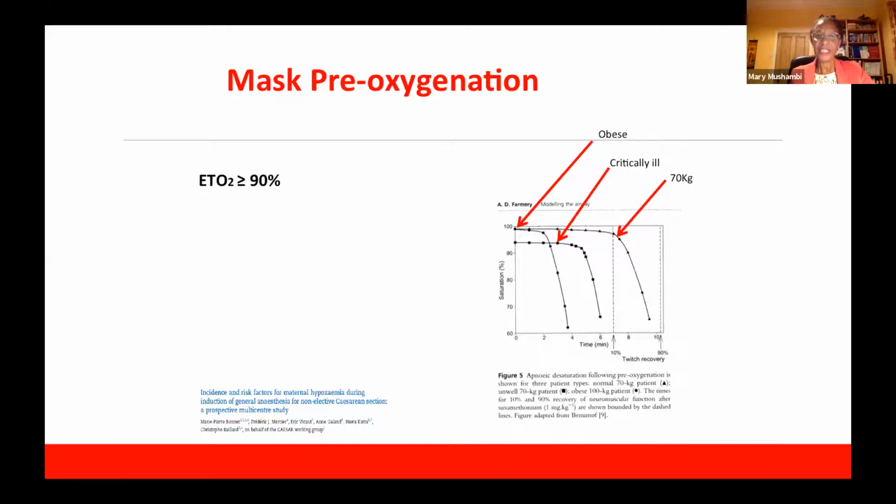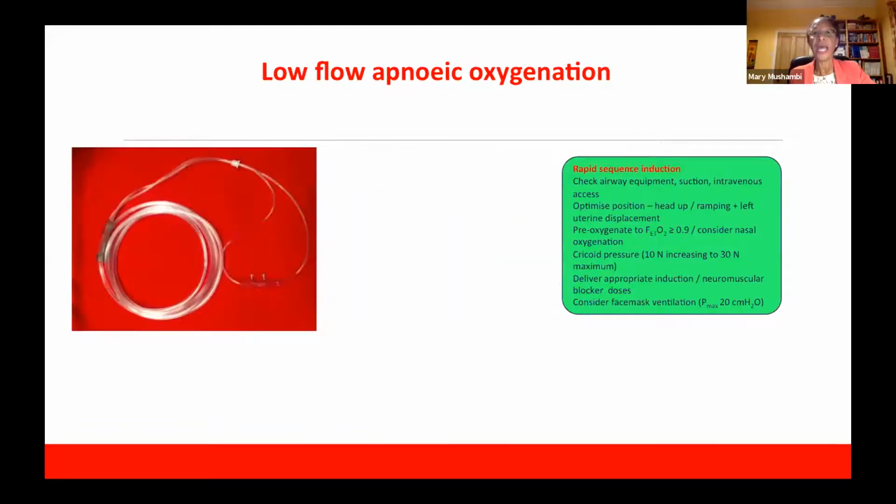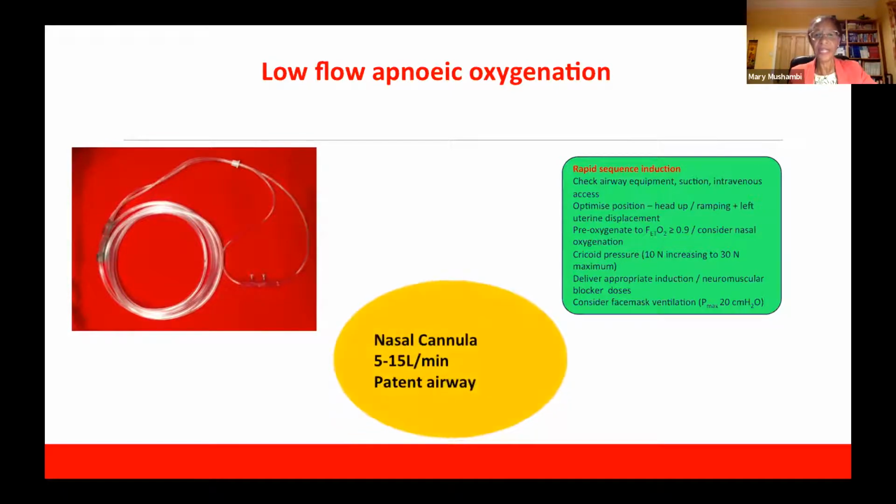The teaching is that we pre-oxygenate to an end tidal oxygen of 90%. However, we know that half the time we don't achieve it. And also, as I stated in one of my earlier slides, 10% of the time, our women are still desaturating to less than 90%. So we need to do more than just pre-oxygenating our patients, which takes us to the apneic oxygenation techniques, which you can do using a nasal cannula with a low flow up to 15 liters per minute. And this is all included now in this algorithm.